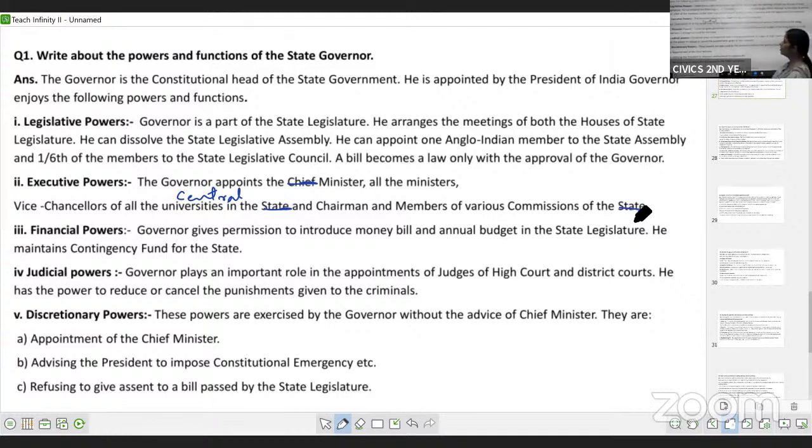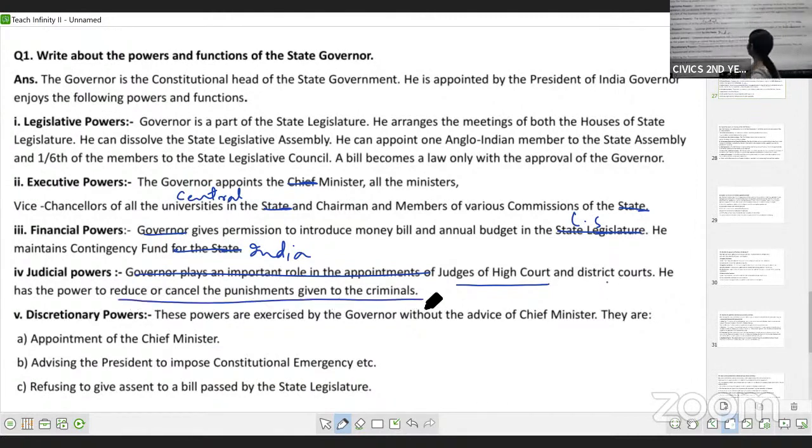Coming to the financial powers, President gives permission to introduce money bill and annual budget in the Lok Sabha. He maintains contingency funds of India. The judicial powers. So he appoints. Here you have, this you need to change. The President appoints the judges of Supreme Court and High Court. And he has power to reduce and cancel the punishment given to the criminals.